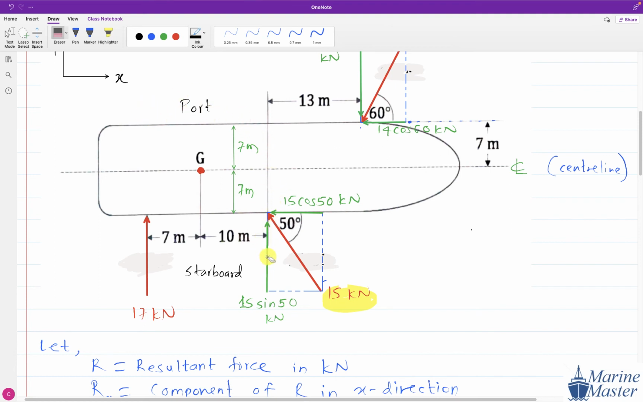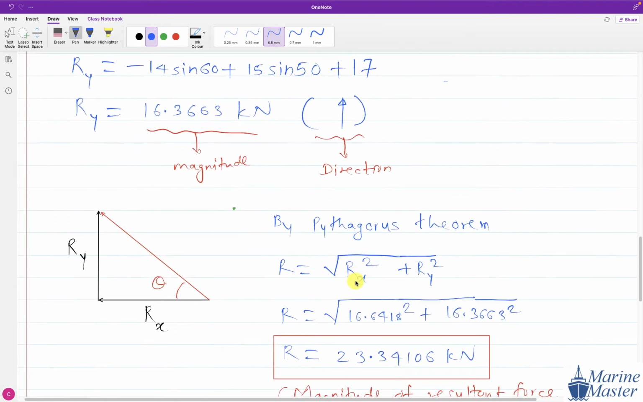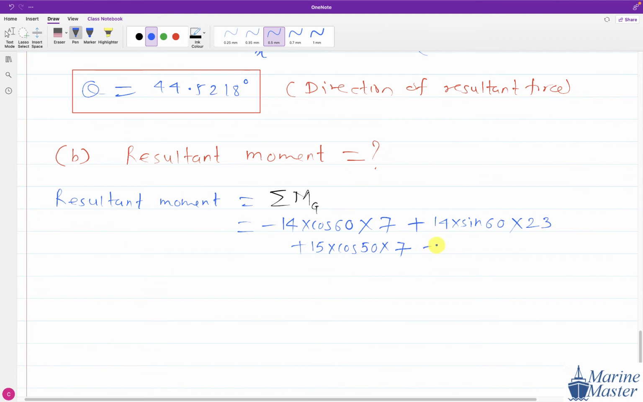See this one, 15 sin 50. This is our G point, and this is the effect of 15 sin 50. How is it going to turn? Like this. So then this will be anti-clockwise. So the effect of 15 sin 50 will be anti-clockwise, minus 15 sin 50. And what will the perpendicular distance be?